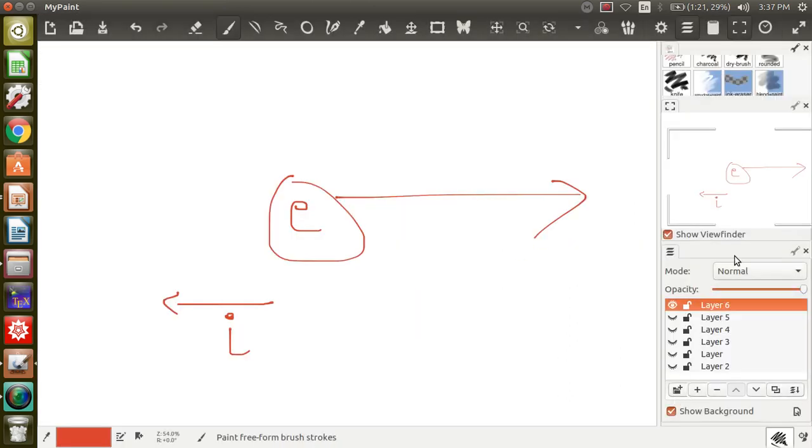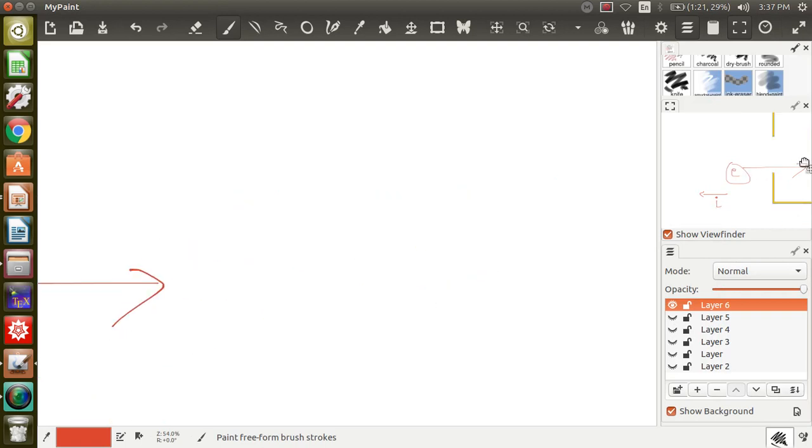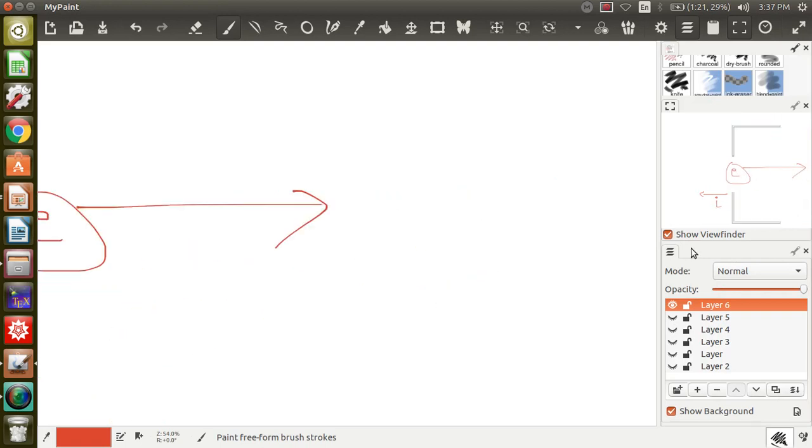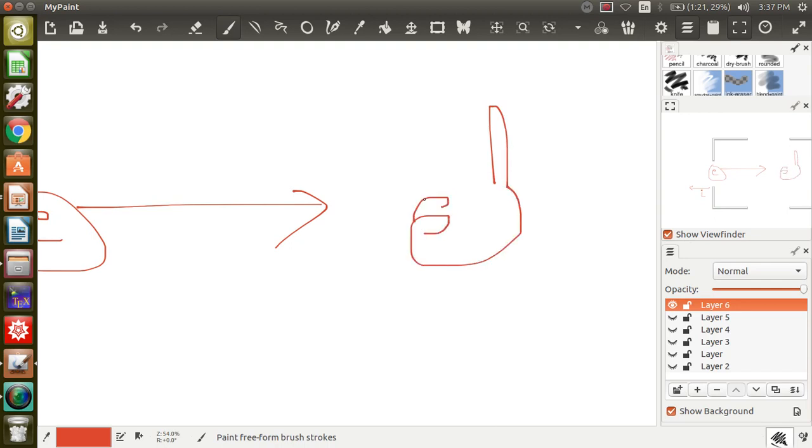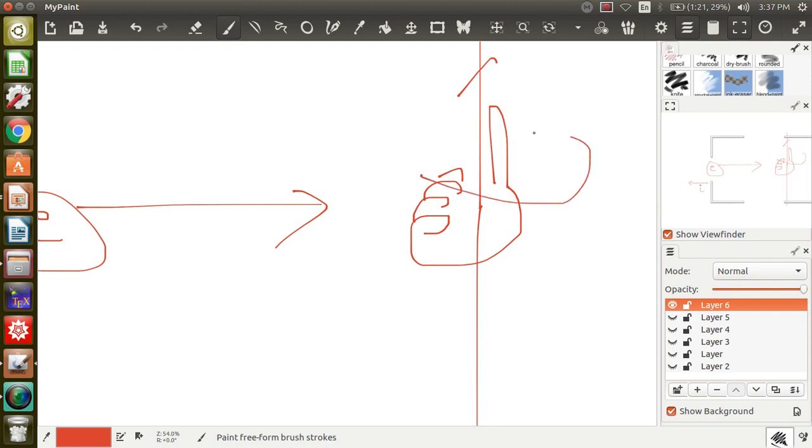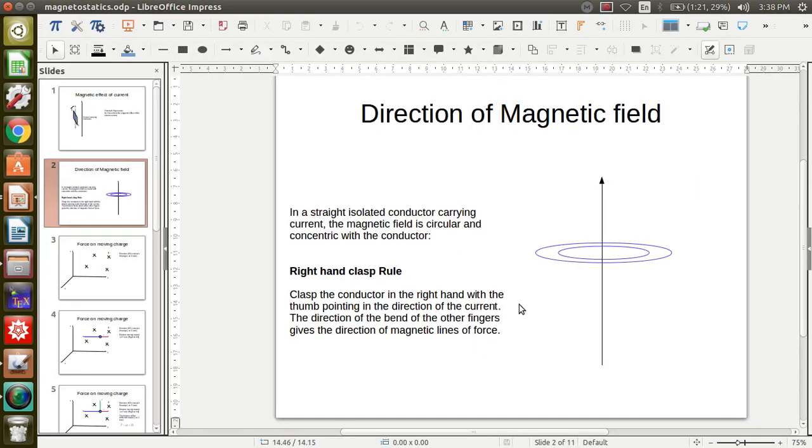Now how to see that? Let's say this was a thumb and you grabbed it like this, and this was a current carrying conductor, and this is wrapping in this direction, so that's why the direction becomes anti-clockwise. So that is how you get the direction of your magnetic field.